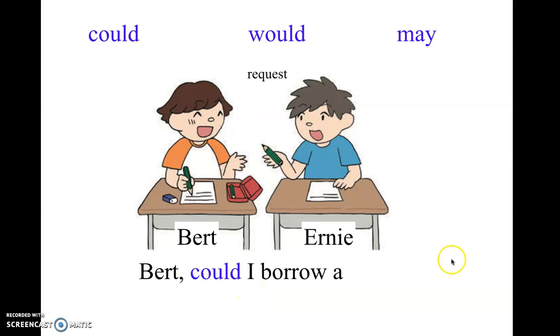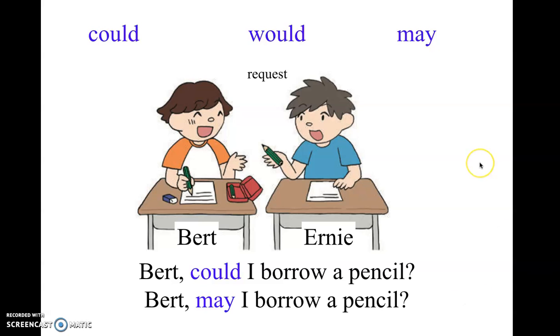So Ernie might say, "Bert, could I borrow a pencil?" Good. Is this something that I can do? I'm requesting to borrow a pencil. Will you allow me to borrow a pencil? I have made that request. Ernie might also say, "Bert, may I borrow a pencil?" Do I have your permission to use one of your pencils?